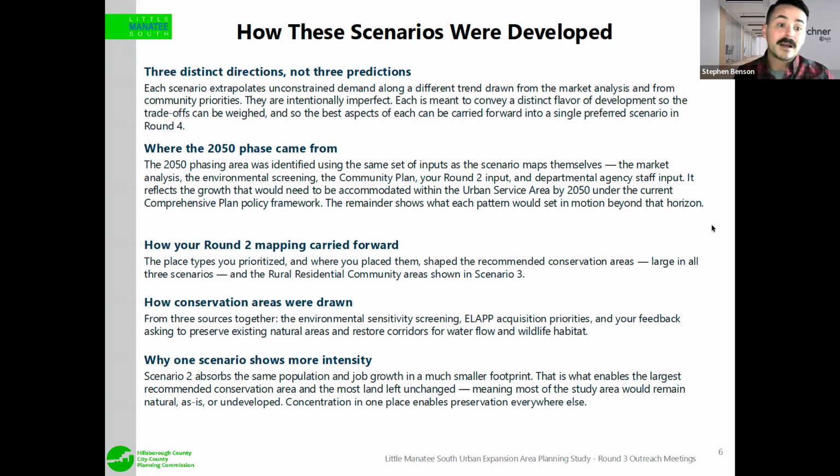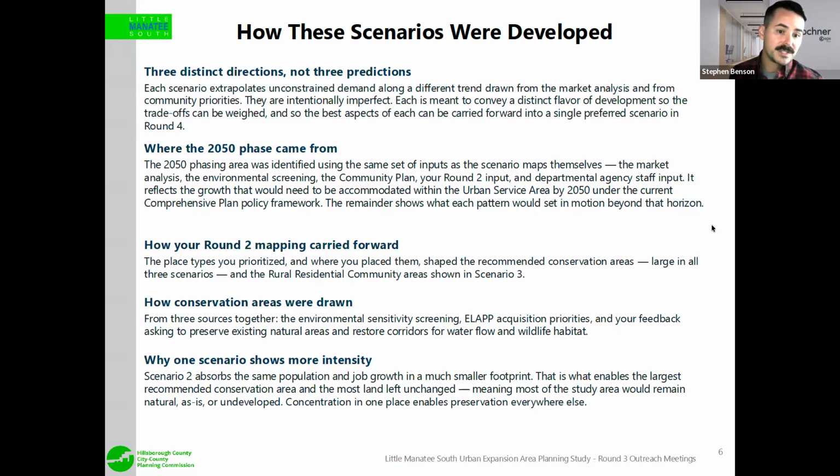The information that drives those decisions in the private sector is information that we want to be aware of and that we have documented for you as part of the work that's already been done and that was presented to you during round one. Each of these scenarios is meant to convey a very distinct flavor of development, so the trade-offs can be effectively weighed. And so the best aspects of each can be carried forward into a single preferred scenario in round four.